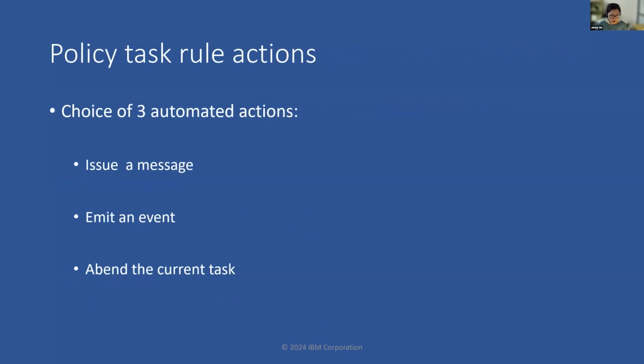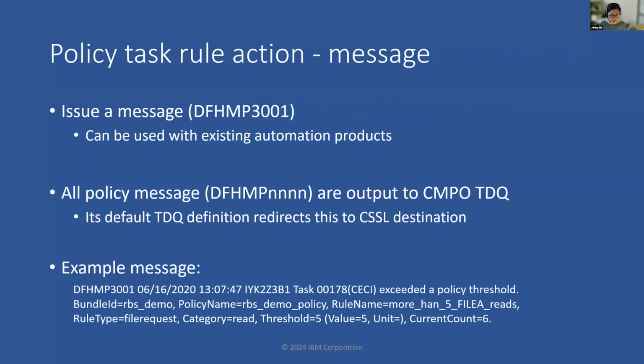We also looked at task rule actions, which are a message, an event, or abandoning the current task. For a task rule, the message will have the number DFHMP3001. Then you can use this code together with any existing automation products you're using. The policy messages are output to the CMPO, which is directed to the CSSL destination. This is an example of a DFHMP3001 message.